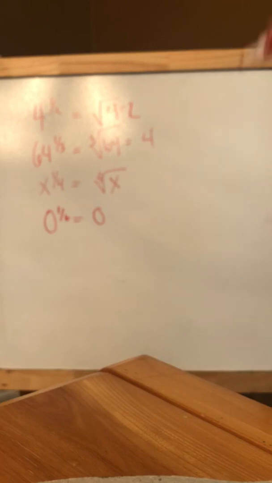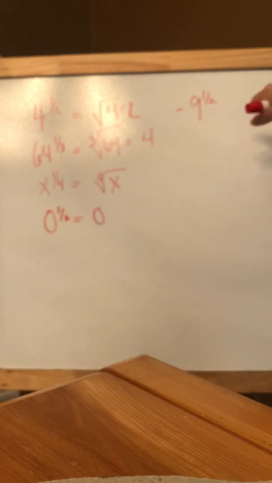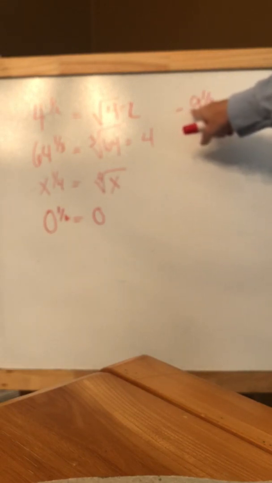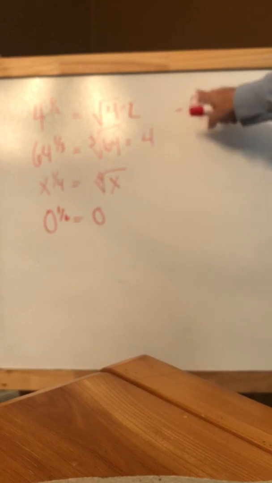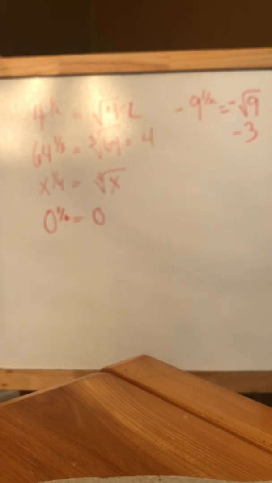Negative 9 to the 1/2. Let's come back up here. So if we have negative 9 to the 1/2, a couple things to look at. The negative sign here is not in parentheses with this 9. So we're going to take the square root of 9, which is the negative square root of 9, because it's out here in front. And then that is just 3. Bring the negative sign down. All right.